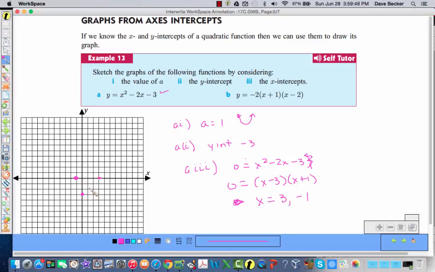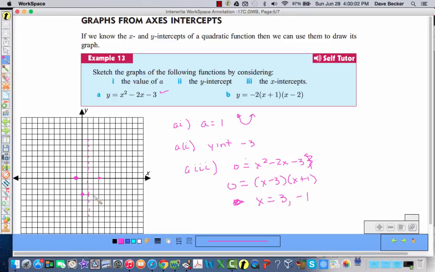And here's a nice little thing that you should realize. The axis of symmetry is going to be halfway between the x-intercepts. So I know my axis of symmetry is here, okay? Which means that I have another and even extra point there. That's kind of cheating according to the instructions, but there she blows. There is the graph of y equals x squared minus 2x minus 3.